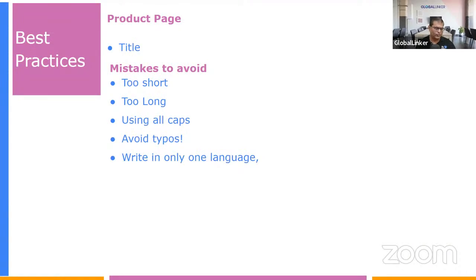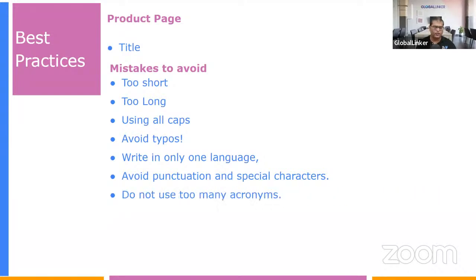Then, writing in one language. So if you're writing in English, it should be in English. If you're writing in Hindi, it should be entirely in Hindi. Don't mix up two languages. Avoid punctuation and special characters. Again, they are difficult to read or understand, so you should avoid those.